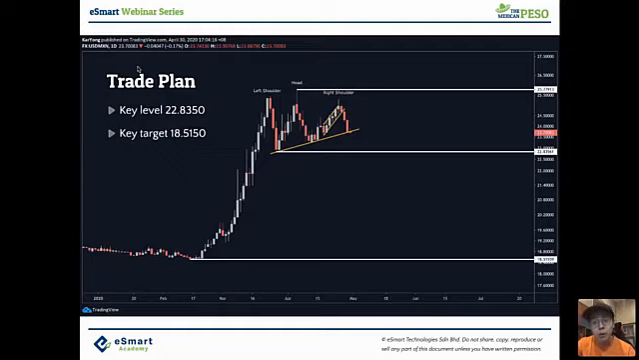Why? Because you can see the head and shoulders. That low there is 22.83. That level needs to be broken before we have a high chance of price continuing lower towards 18.51, which means my take profit will be at 18.51. But I would monitor and manage my trade as price reaches 22.83.